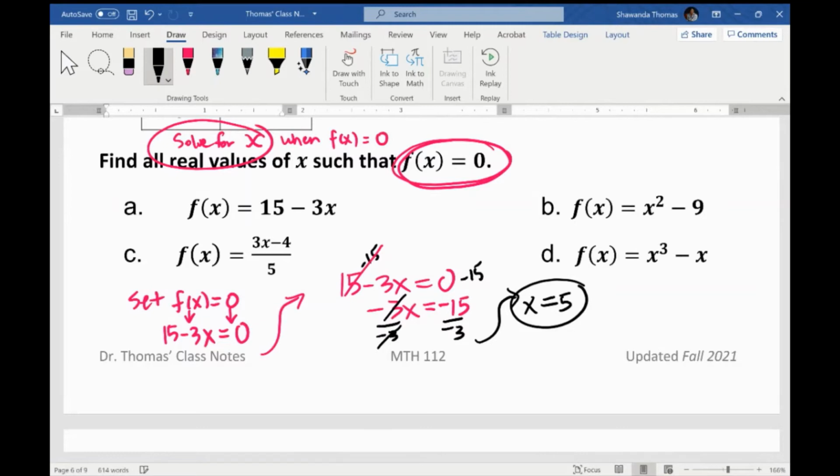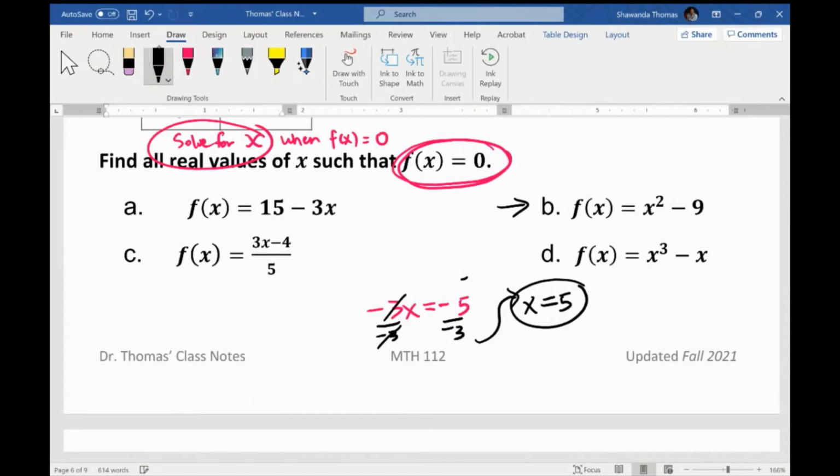Any questions about A? All right, B. Again, all of these, A, B, C, and D, are the same thing. What would you write down first for B, based on what we did for A? 3x minus 4 over 5 equals 0. Oh, you want C. Go to B. Oh, my bad.